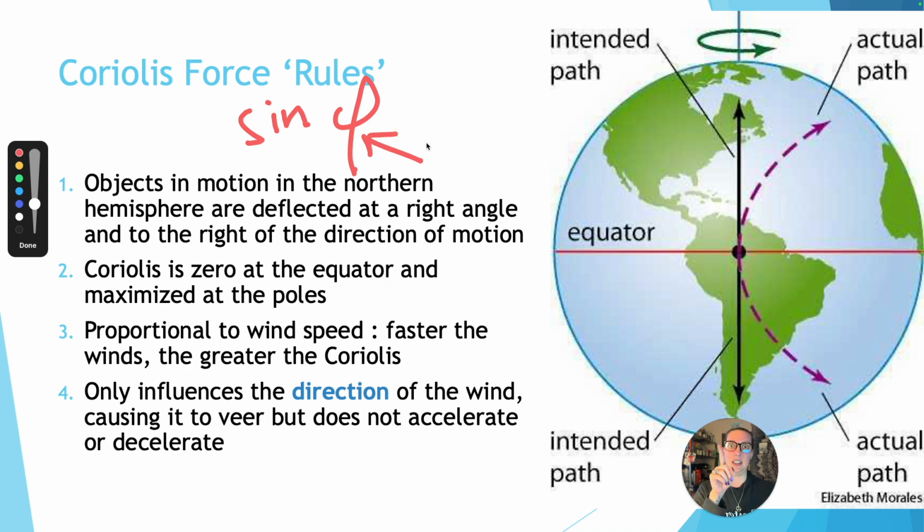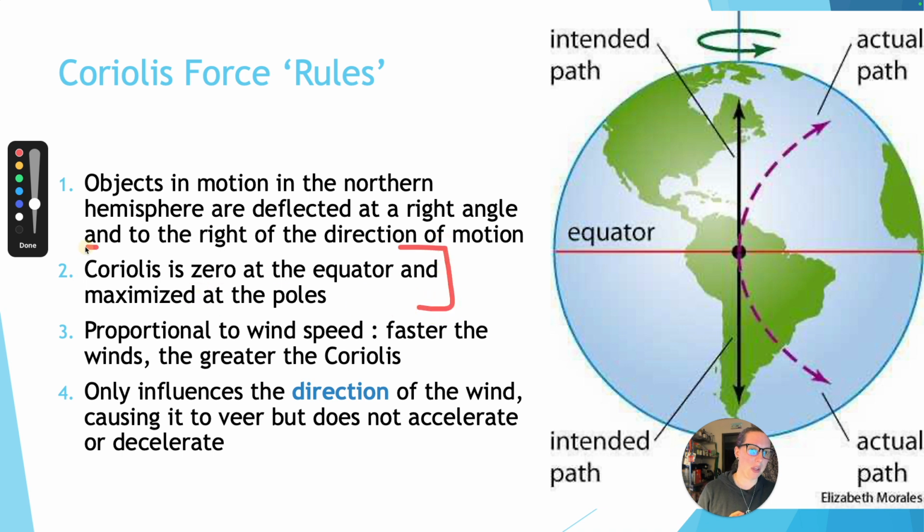phi is the latitude. So if you remember what the latitude at the equator is, which is 0, and if you can recall back to maybe geometry or trigonometry, what is the sine of 0? 0, right? And 0 times anything is 0, right? So that can help you with this second bullet point here, or second rule.